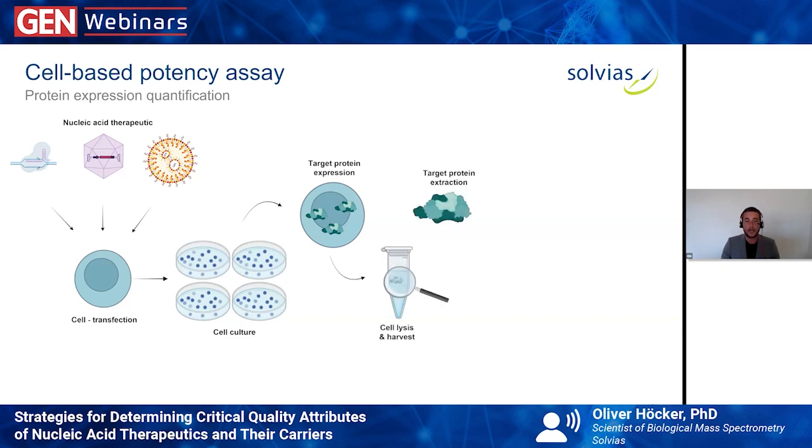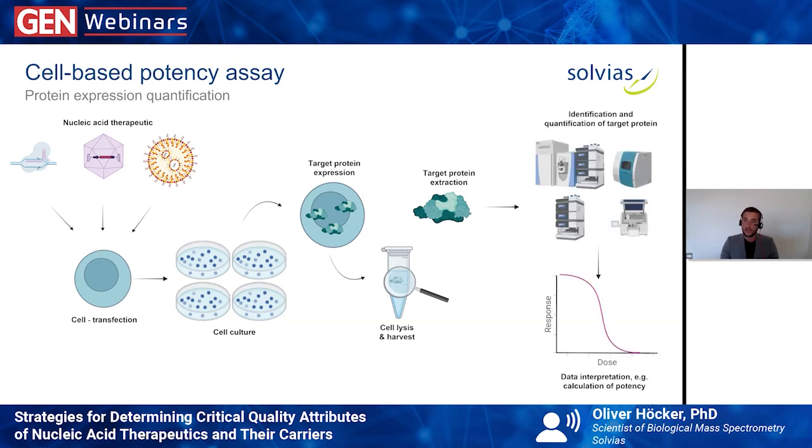These cells you can then harvest, do cell lysis, and extract the target protein with a specific sample preparation. Then you identify and quantify the protein with various analytical techniques of your choice, which can be capillary electrophoresis, ELISA, SPR, chromatography, LCMS, and so on. With this data you can calculate a response related to a dose. You know how much of your drug product you gave to the cell and what the response is, so you can determine the potency of your drug.